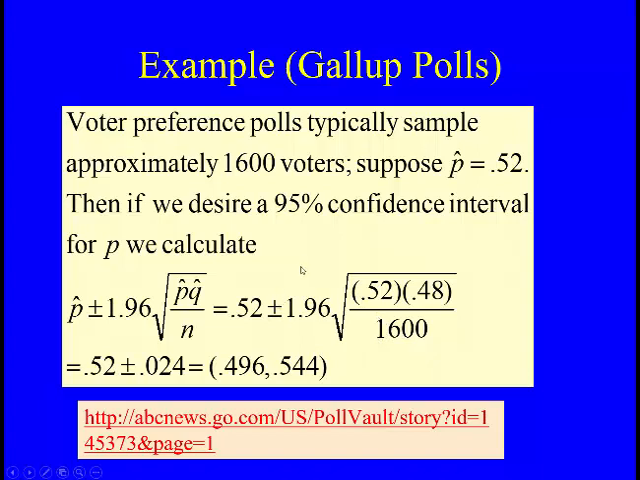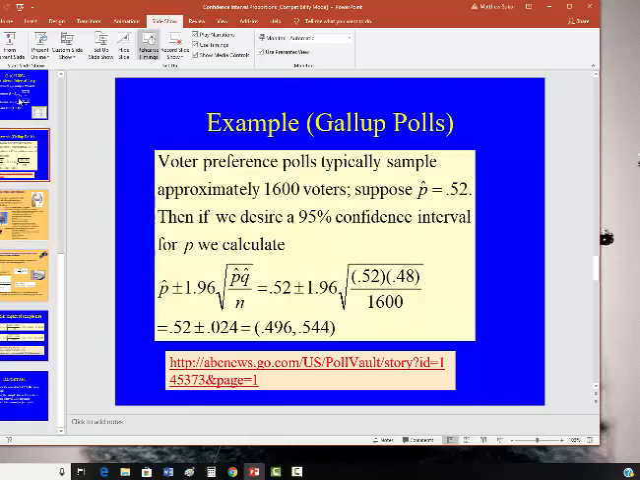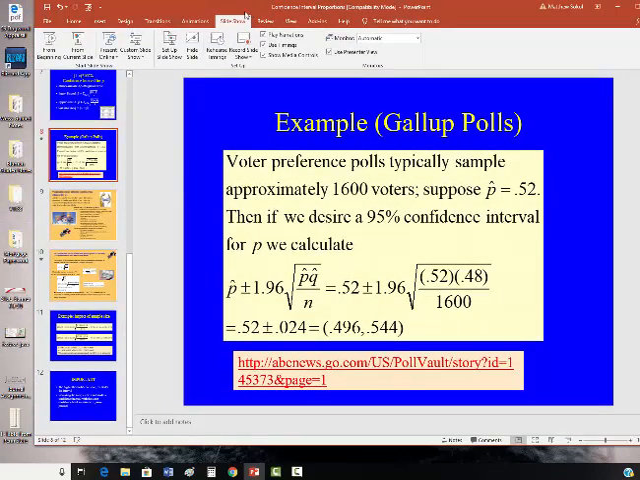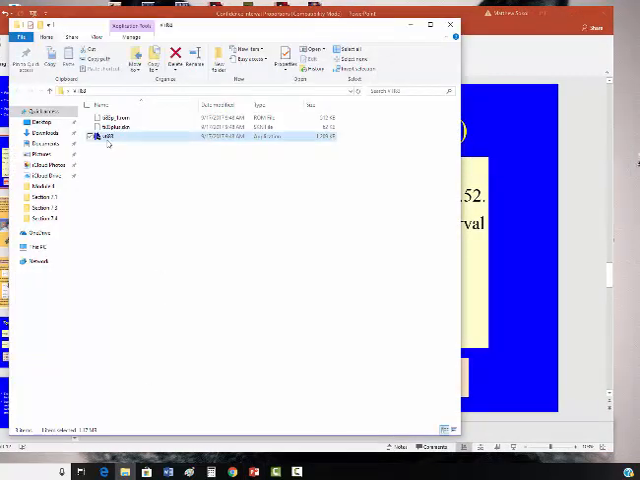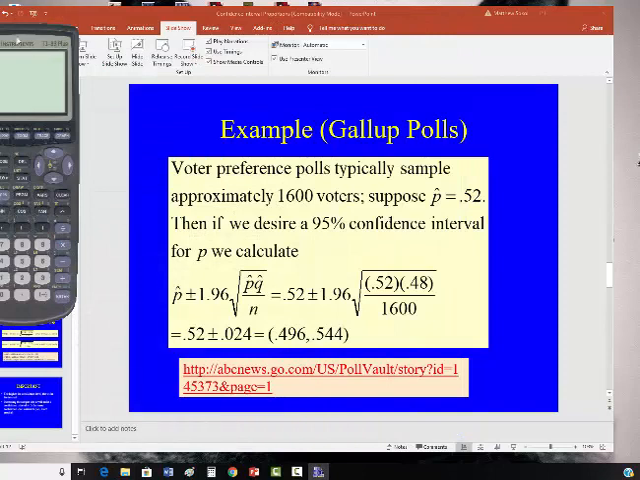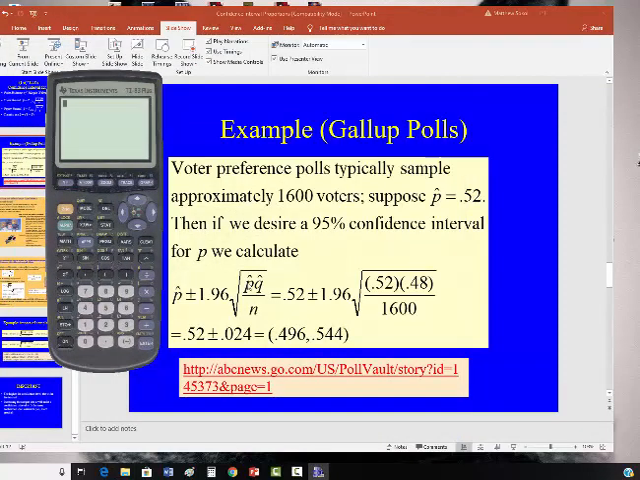Now let me show you real quickly how to do this in your calculator, just so you can see exactly what I'm doing here. So I'm taking 1.96 times the square root, now in parentheses I put 0.52 times 0.48 divided by 1600. I close my parentheses, and that's how I get this small margin of error as 0.024.